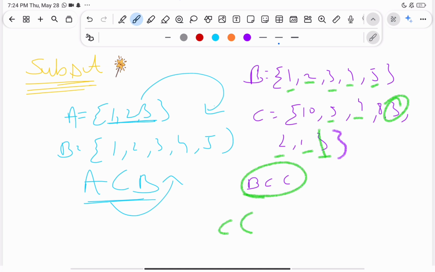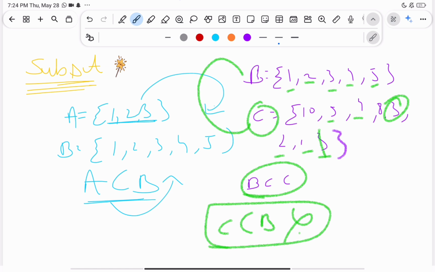Is C a subset of B? This statement will be wrong. C will never be a subset of B. Are all the elements present in C elements of B? No. 10 is extra, 8 is extra. So it cannot be a subset. Is this clear? Most important.